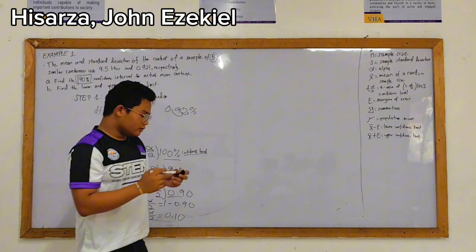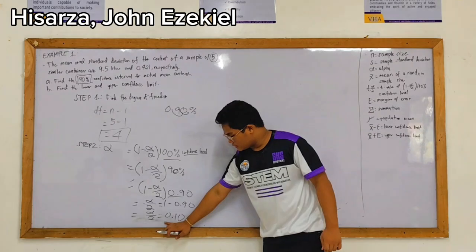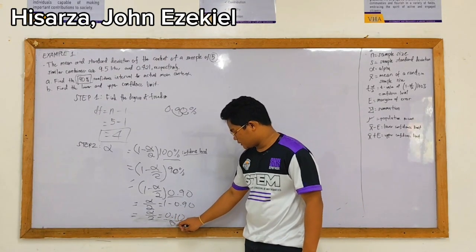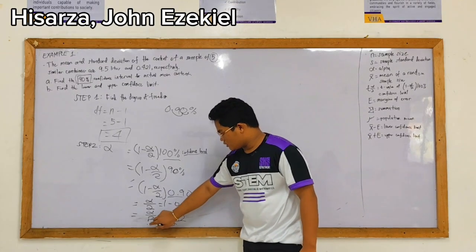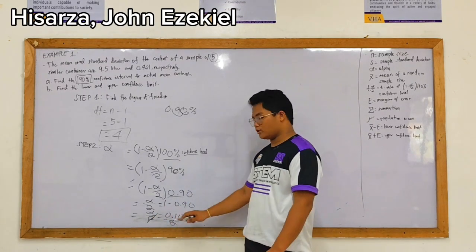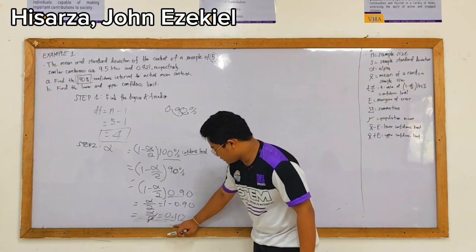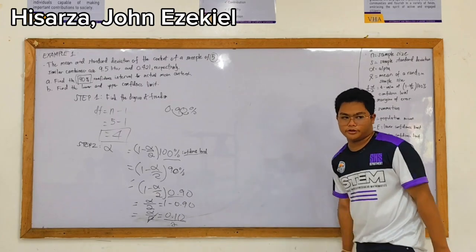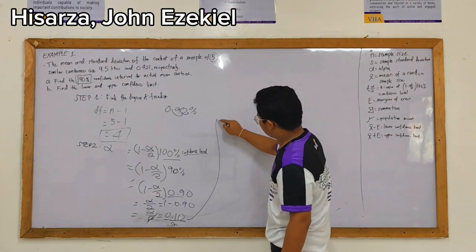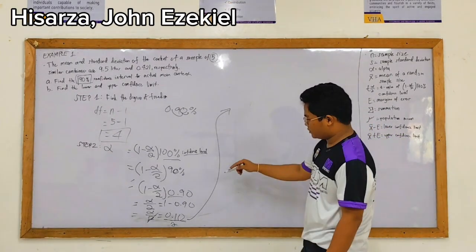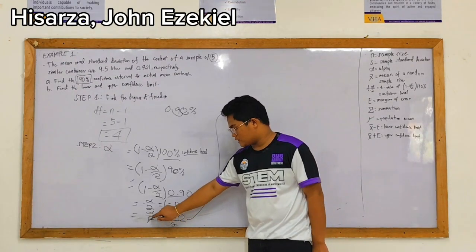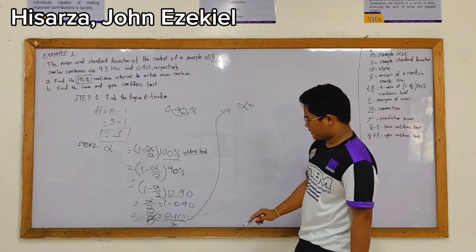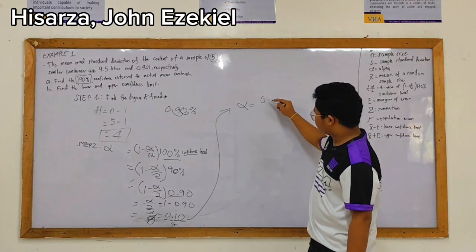0.10. Now after we get this value, we're going to multiply both sides by 2, and we're going to eliminate the denominator and move it over to 0.10. As you can see, when we cancel our denominator here, it leaves us with alpha equal to 0.10.